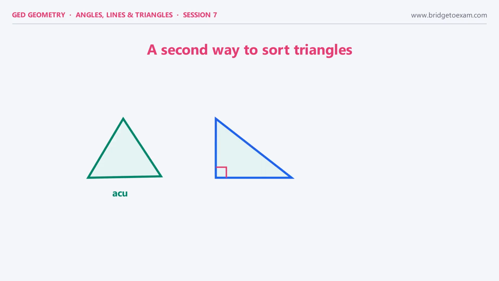Welcome to Session 7. In the last lesson, we sorted triangles by their sides. Now we'll sort them a second way, by their angles. Every triangle fits into exactly one of three groups: acute, right, or obtuse. And the wonderful thing is, you only have to look at one angle, the biggest one, to decide.